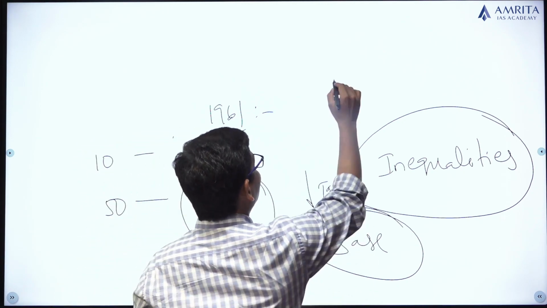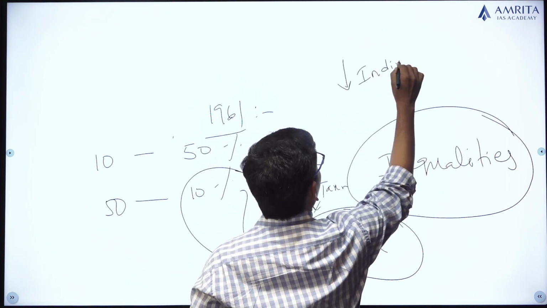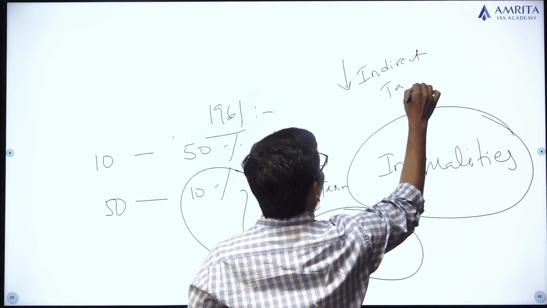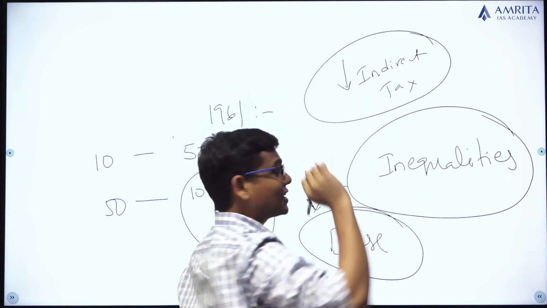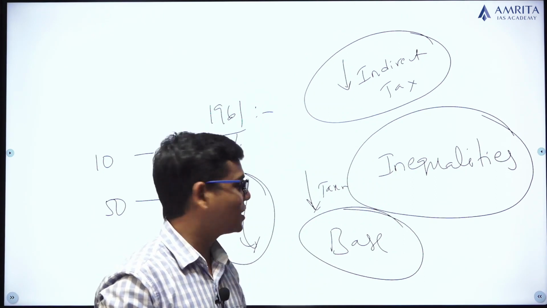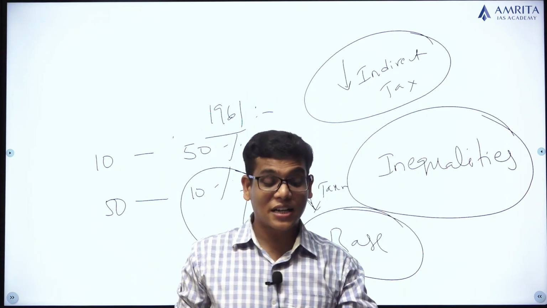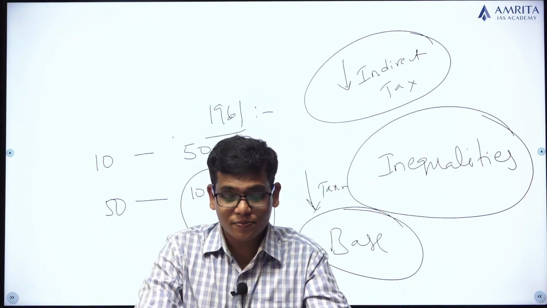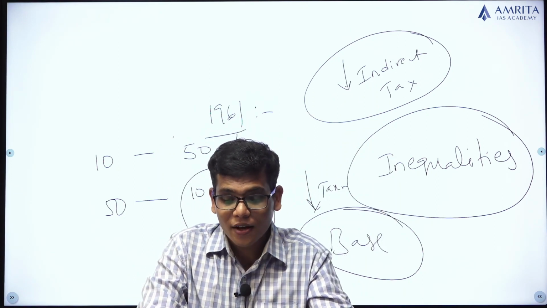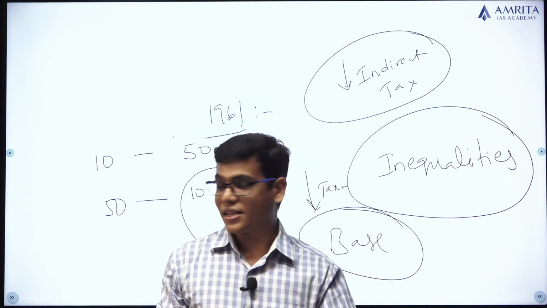When this happens, then certainly you can reduce your indirect taxes, which will benefit all, because they are regressive in nature. So you can reduce the indirect taxes, and so that you can make more collections, and also you can bring down some inequality. Okay, so this is how it is going to help.